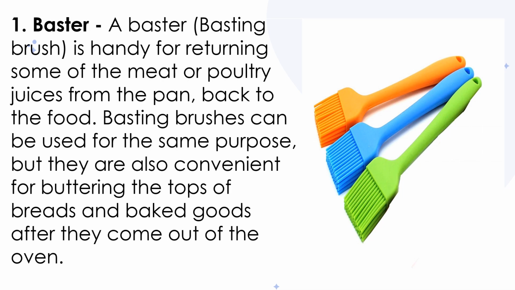The first one is baster. A baster or basting brush is handy for returning some of the meat or poultry juices from the pan back to the food. Basting brushes can be used for the same purpose, but they are also convenient for buttering the tops of breads and baked goods after they come out of the oven.